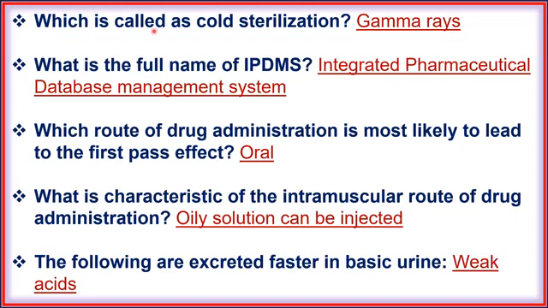Next, which is called as cold sterilization, that is gamma rays. Next, what is the full name of IPDMS? Integrated Pharmaceutical Database Management System. Next, which route of drug administration is most likely to lead to the first pass effect, that is oral. Next, what is characteristic of the intramuscular route of drug administration? Oily solution can be injected. Next, the following are excreted faster in basic urine, weak acids.